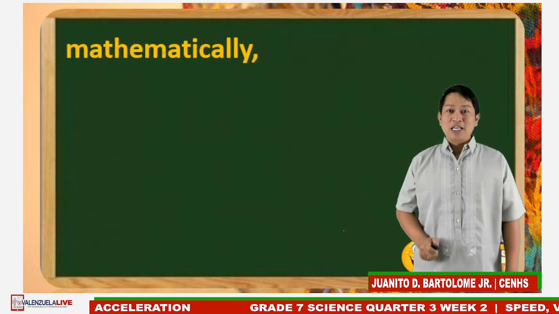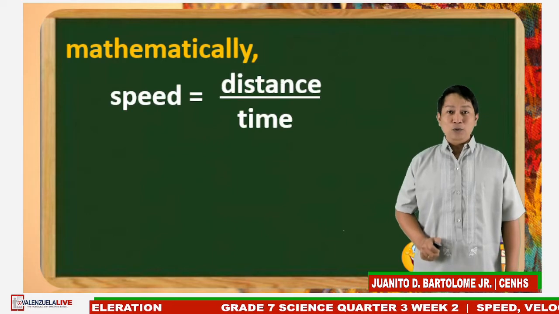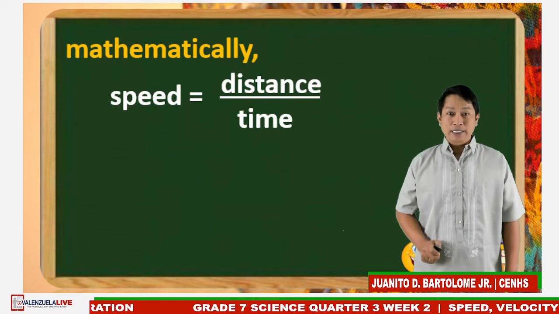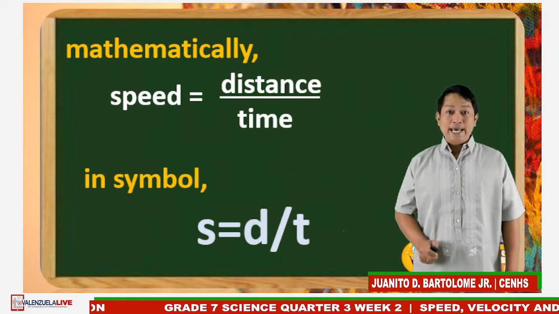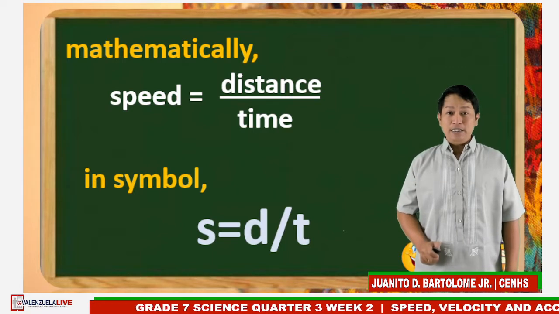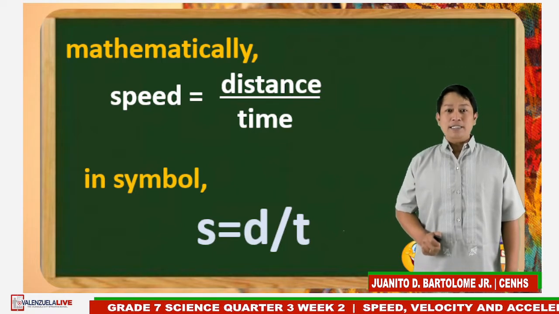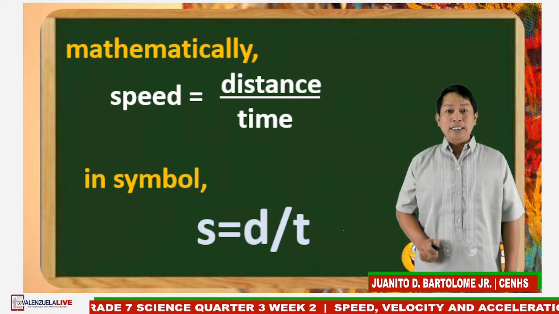Mathematically, speed is equal to distance over time. In symbol, S is equal to D over T. Try to use this triangle method in solving the unknown quantity in a problem.